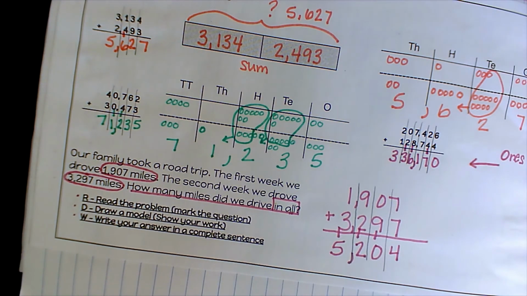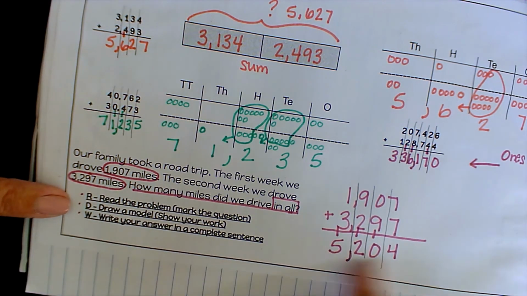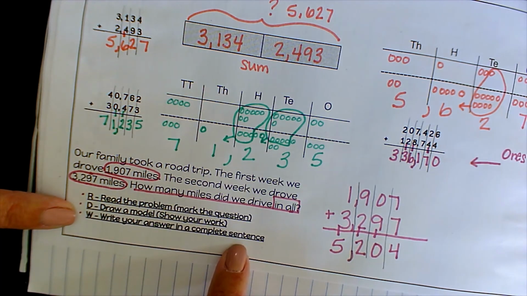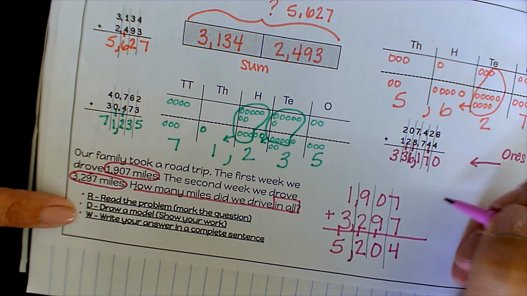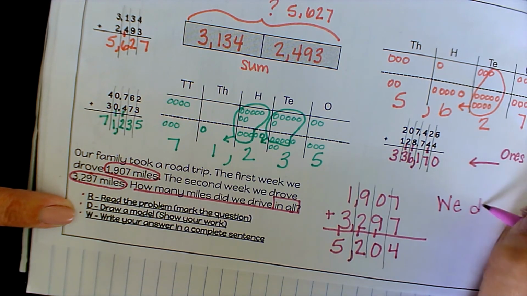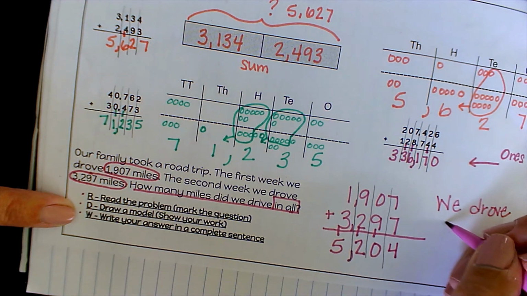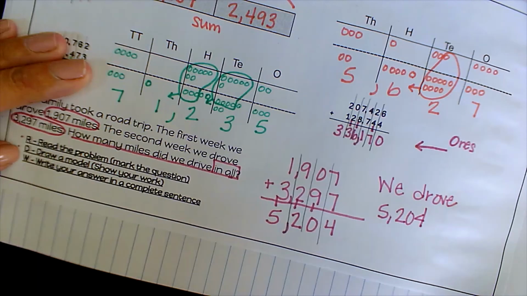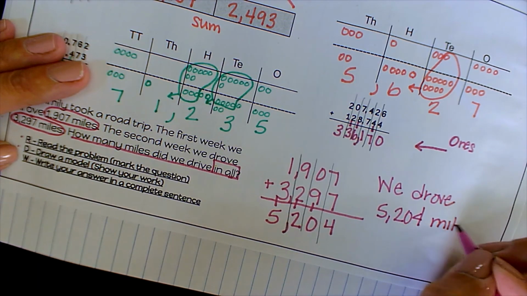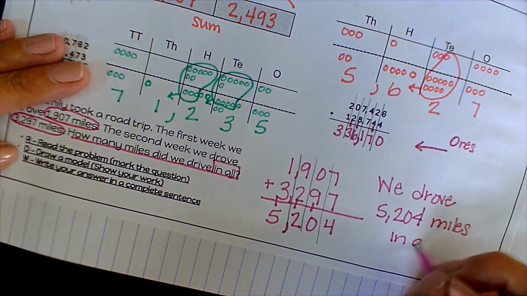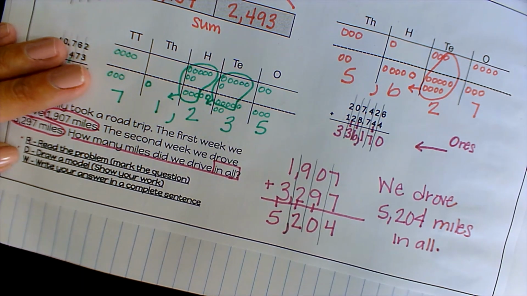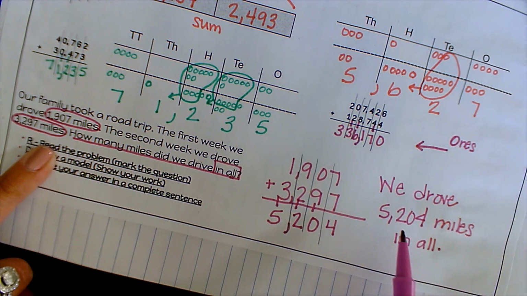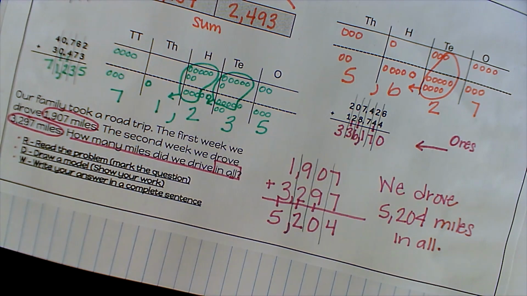The only other thing I'm missing, friends, is a complete sentence. I showed my work for my D. Draw your model, show your work. W, I am writing my answer in a complete sentence. We drove 5,204, don't forget your label, miles in all. And there is how we took our word problem. We showed our work and we wrote our answer in a complete sentence. Great work today, fourth graders.